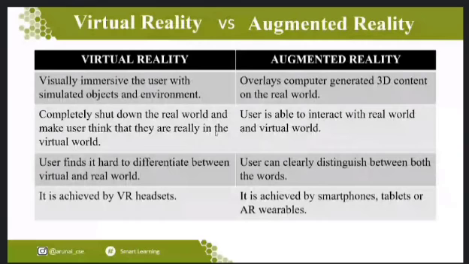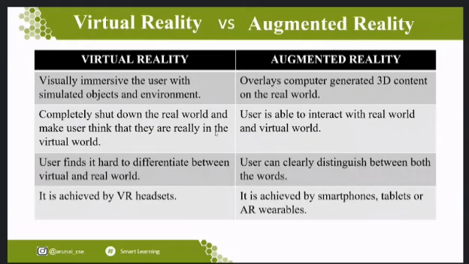Virtual reality versus augmented reality. Virtual reality visually immerses the user in a simulated object and environment. Augmented reality overlays computer-generated 3D content on the real world. Virtual reality completely shuts down the real world and makes the user think they are really in the virtual world. In augmented reality, the user is able to interact with the real world and the virtual world. In virtual reality, the user finds it hard to differentiate between the virtual and the real world. In augmented reality, the user can clearly distinguish between both worlds. It is achieved by virtual reality headsets. It is achieved by smartphones, tablets, or augmented wearables.